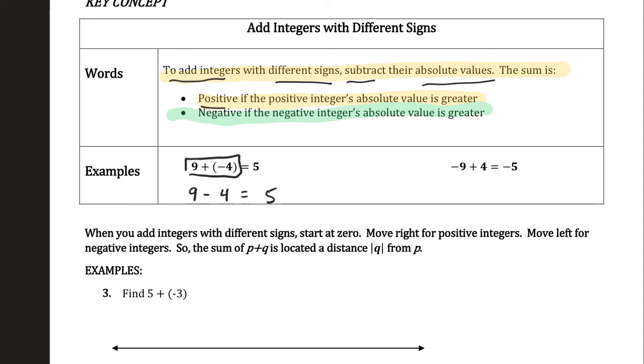Okay, let's look at this one. Same numbers, right? The signs are different, right? So the absolute value of negative 9 is 9 minus 4. Same thing. We get 5. We look up here. What absolute value is greater? Well, it's 9, and the 9 is negative, so my answer is negative. Okay.